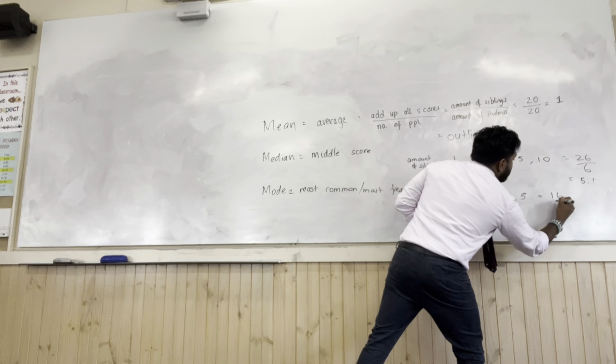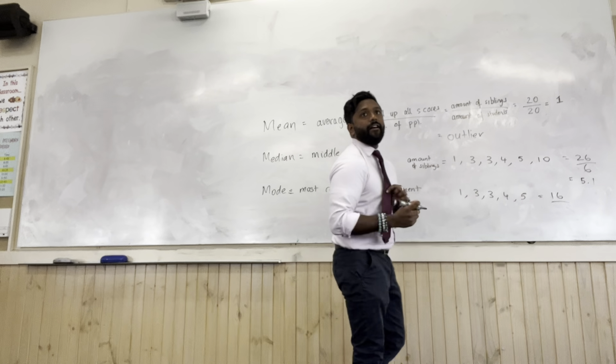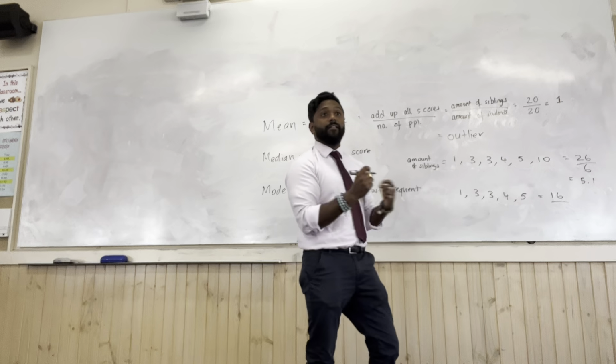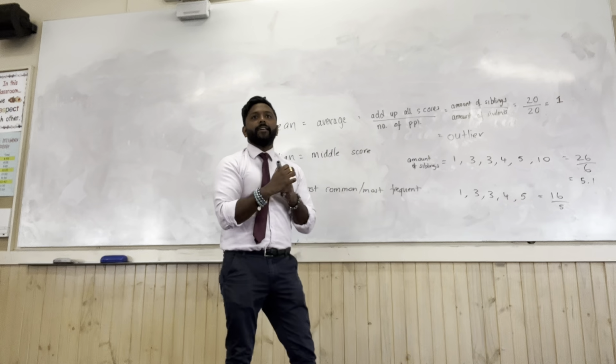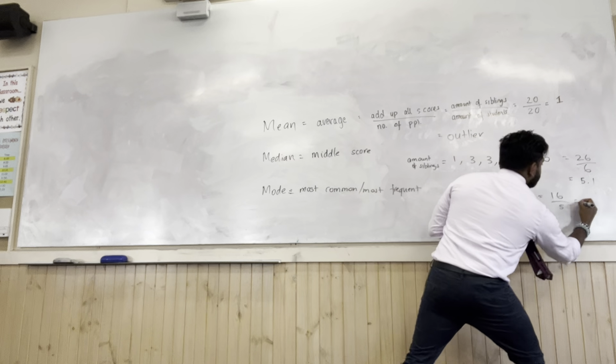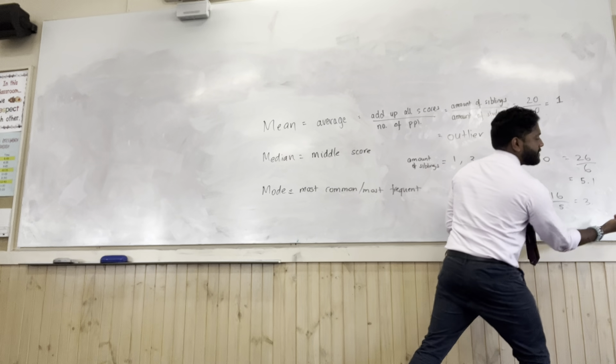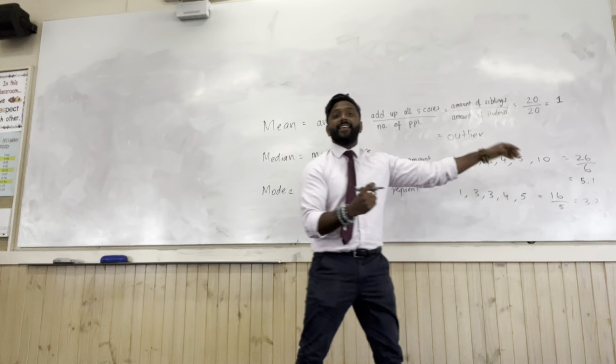Well done. How many sets of data do we have here? How many students do we have in the class here? 5. 1, 2, 3, 4, 5. So what's 16 divided by 5? 3. 3 point something. Yeah, let's go with 3.2. I don't know the exact figure.